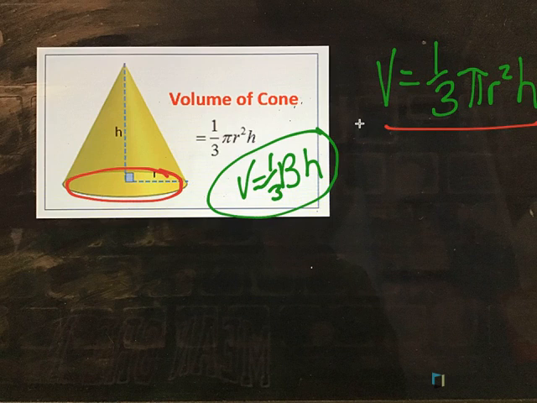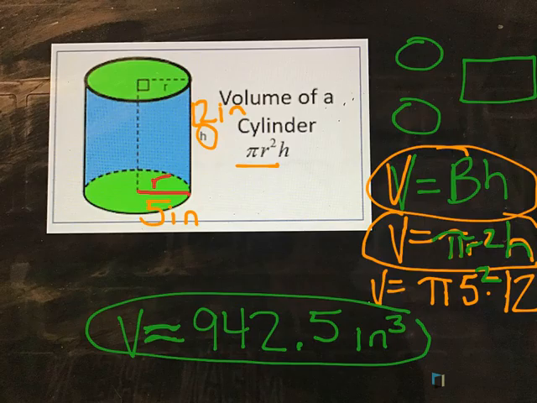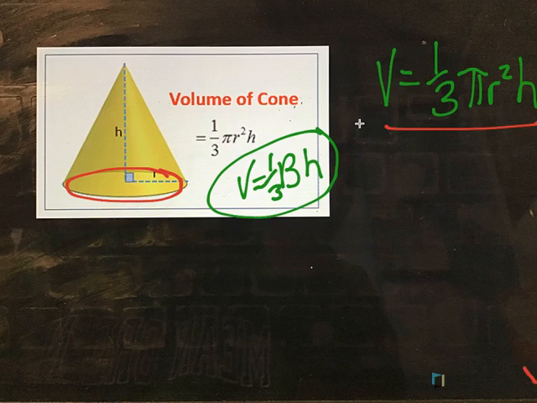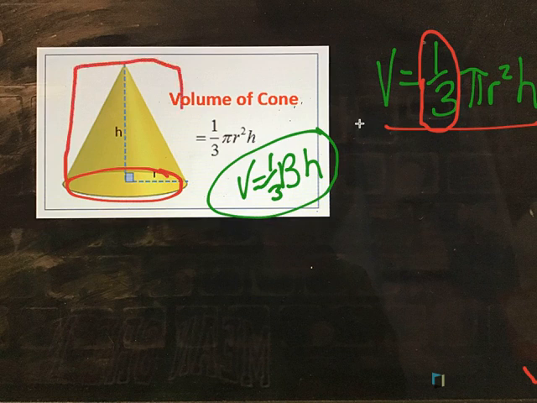Now, you may notice that this formula looks very similar to the formula we just did. The difference is it's a 1/3 in front of the pi r squared times the height. Where did this 1/3 come from? Well, if I had a cylinder with the same dimensions for the circle on the bottom. Okay, just pretend, work with me here.